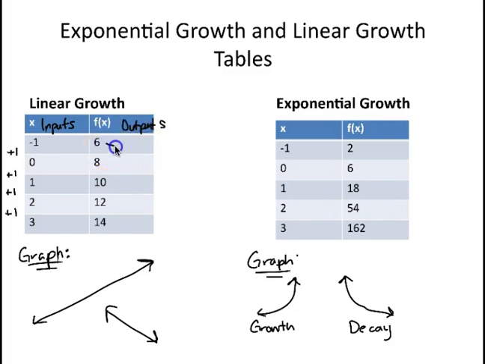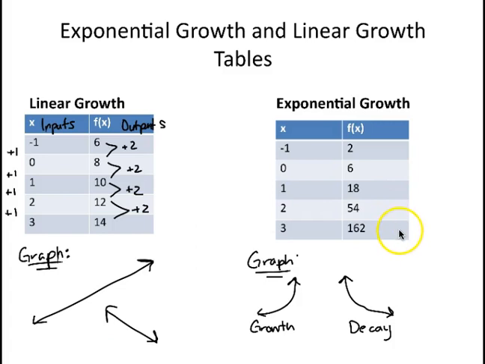So let's look at the function outputs and see if there's a pattern. So when we go from 6 to 8, it looks like we're increasing, right? And it looks like if I add 2, I get from 6 to 8. Does that pattern continue? If I go from 8 to 10, I'm also adding 2. And then that pattern continues. So here we're adding 2 each time. And since we're adding a certain amount, that means we've got linear growth. And if we were to graph this, we would get that straight line.